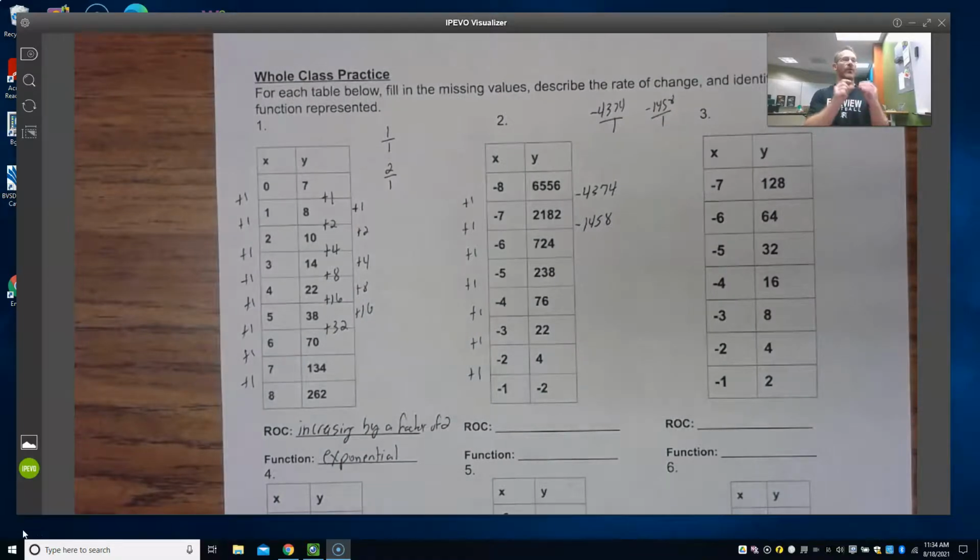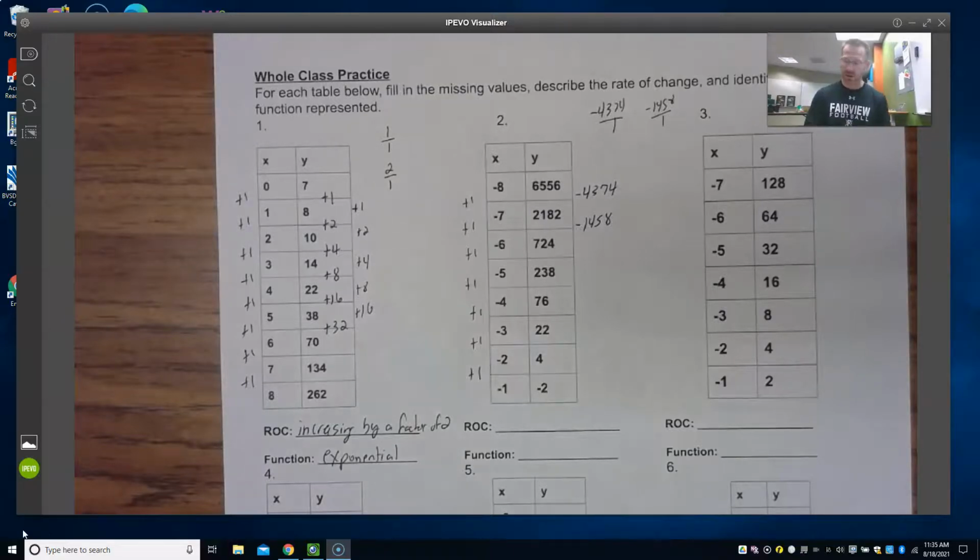Okay, pause right there. After the first 2 rates of change, you should know it can't be linear, can't be absolute value. We do not have a constant rate of change. So now we're down to exponential or quadratic. I'm leaning exponential because I don't see a turning point, but I'm going to verify it through the pattern in my rate of change.